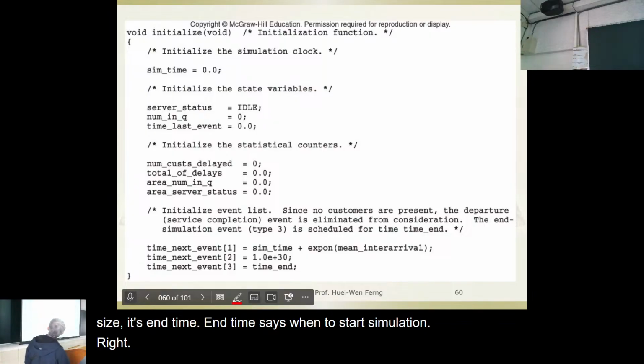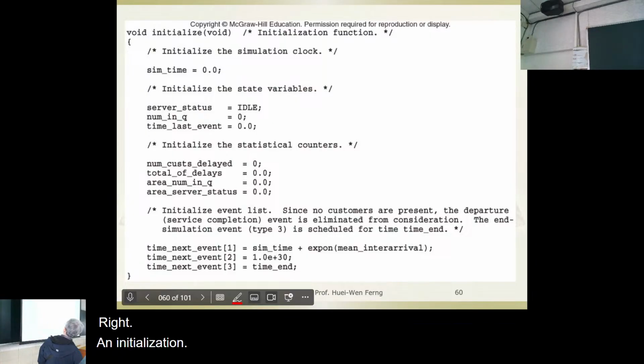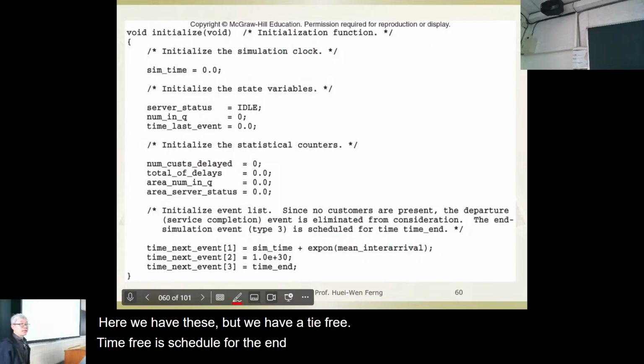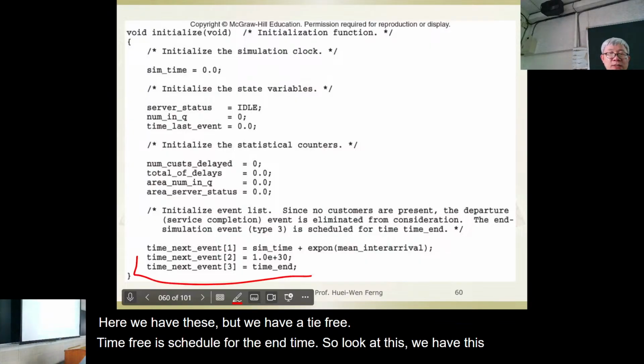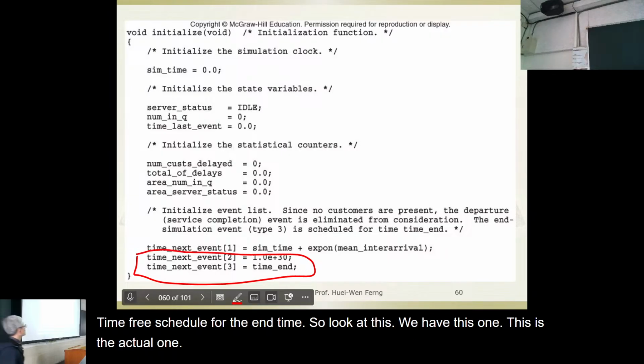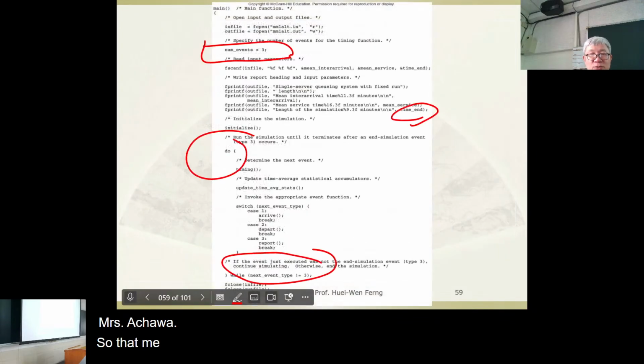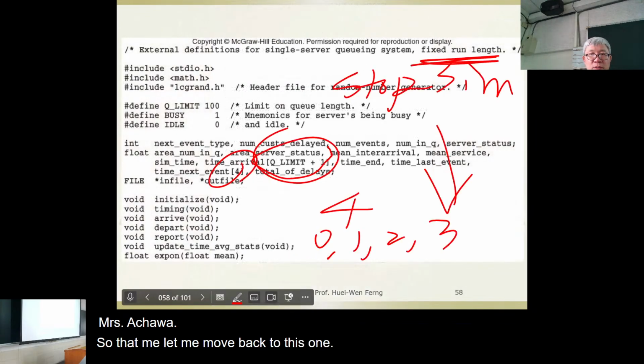And initialization. Here we have these, but we have type 3. Type 3 is scheduled for the end time. So look at this. This is the actual one. We set the end time. So let me move back to this one: end time and start simulation.